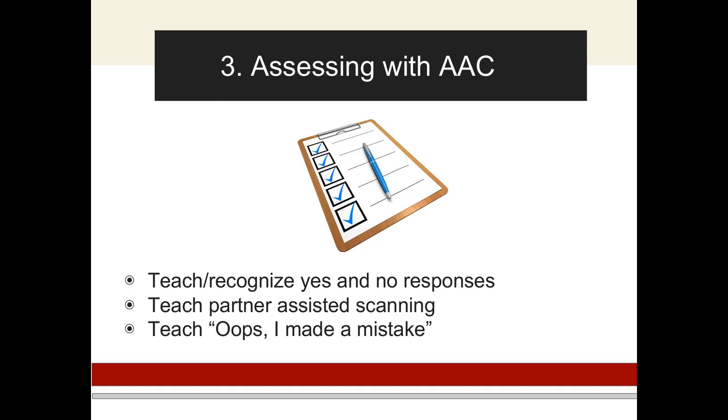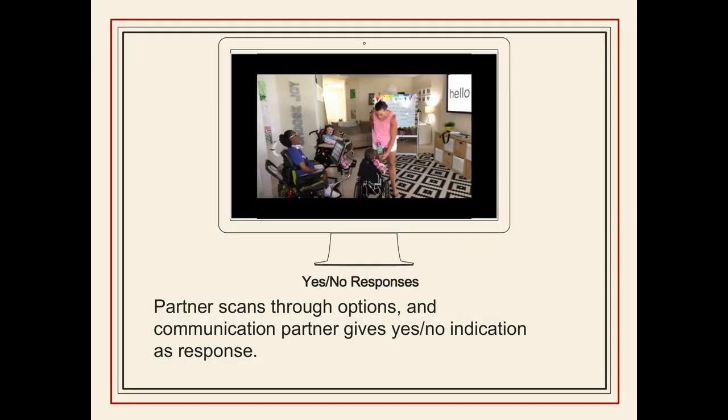So developing those means of response and being able to assess with AAC, utilizing core vocabulary and descriptive teaching, that's where we're moving towards. That's where we're hitting. Partner scanning through those options is a possibility, and making sure that students have a solid yes-no response can help students access the assessment process.